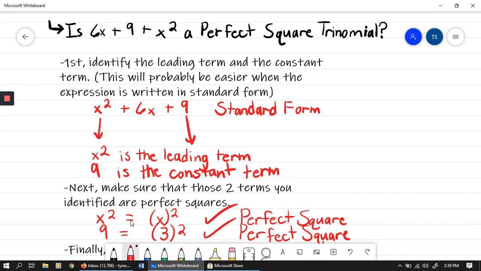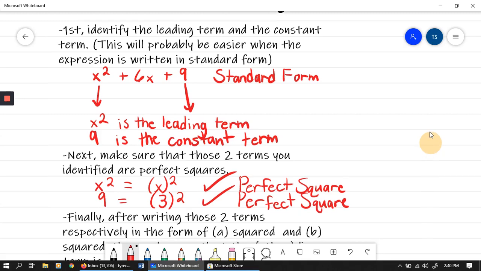So again, we see that those two terms are indeed perfect squares. They're perfect squares because they can be written in the form of something squared. x squared is the same as x squared. Of course, 9 is the same thing as 3 squared. And so, again, those two are perfect squares.